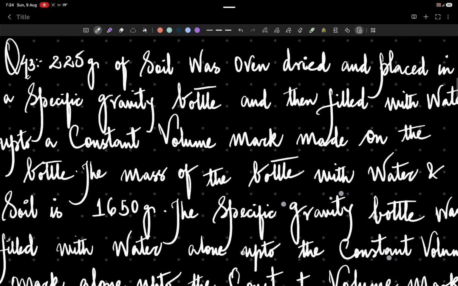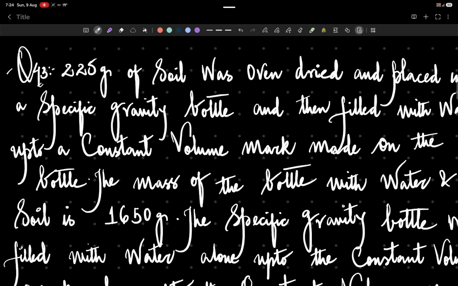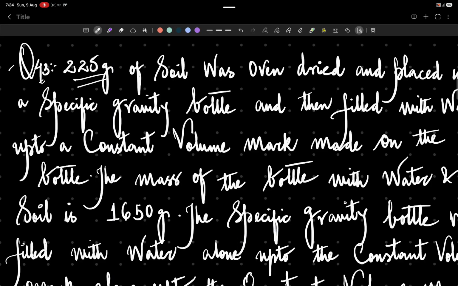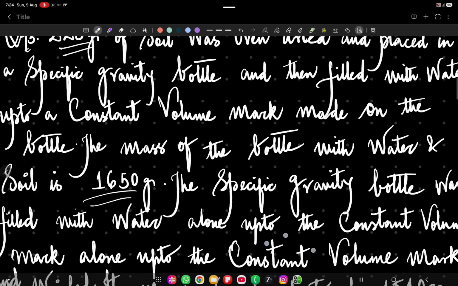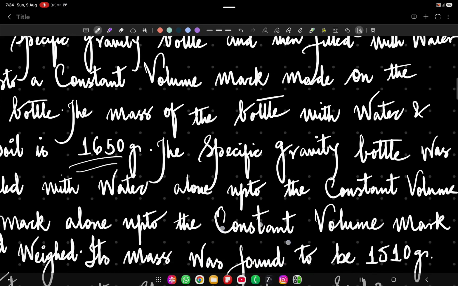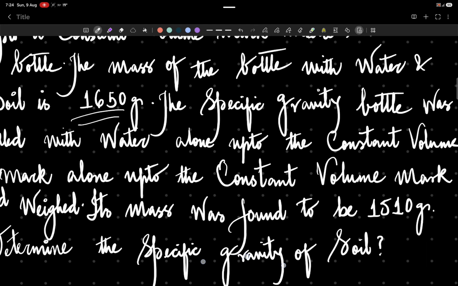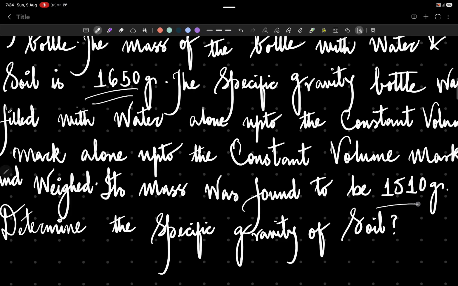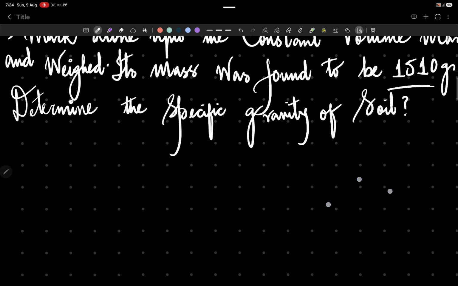The next question is: 225 grams of soil was oven dried and placed in a specific gravity bottle and then filled with water up to a constant volume mark made on the bottle. The mass of the bottle with water and soil is 1650 grams. The specific gravity bottle was filled with water alone up to the constant volume mark and it was weighed and its mass was found equivalent to 1510 grams. Determine the specific gravity of the soil.